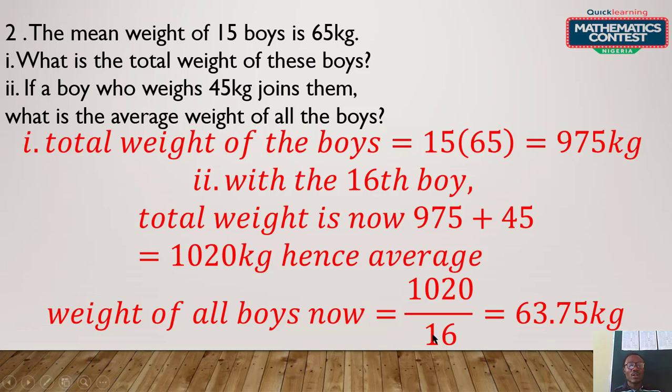The total weight of the 15 boys before was 975. So if the 16th person joins, the total now will be 1020. That is 975 plus 45, which is 1020. So 1020 divided by 16 will give us 63.75 kilograms as the average weight of the entire group of boys.